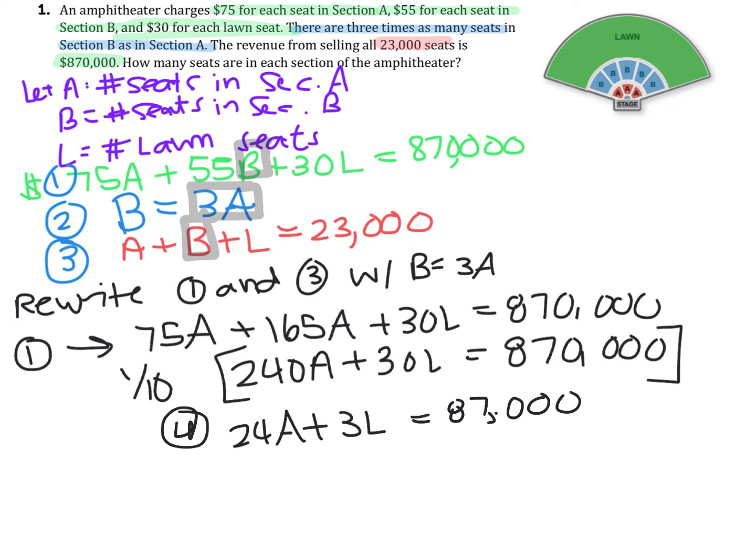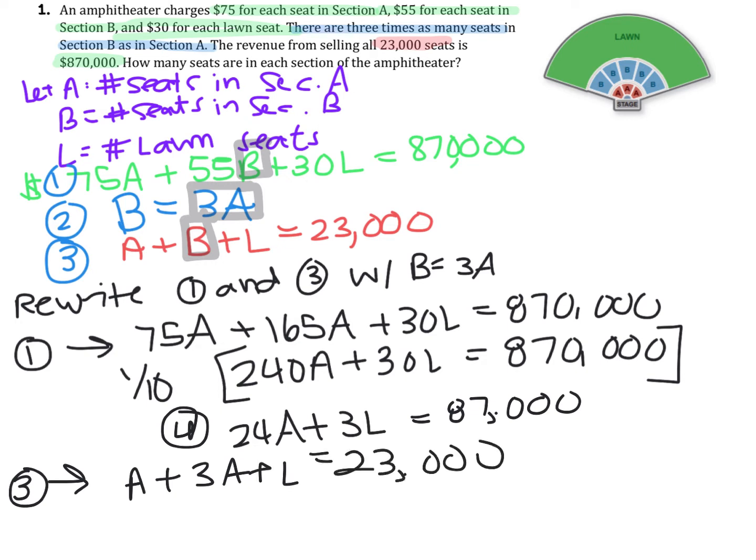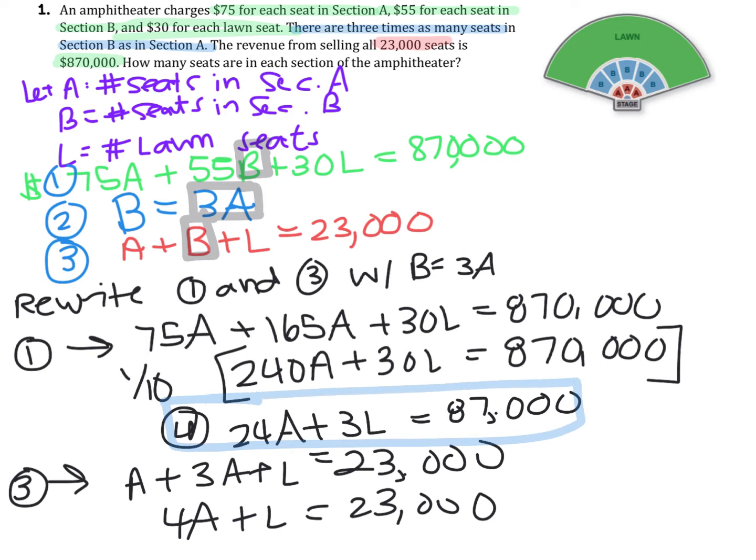Now I'm going to take equation 3 and I'm going to plug in that B is equal to 3A. So I'm going to have A plus 3A plus L equals 23,000. So that's going to give me that 4A plus L equals 23,000. So now I can use these 2 equations, 4 and 5, which I should actually write that this one is 5, to solve a system of equation.